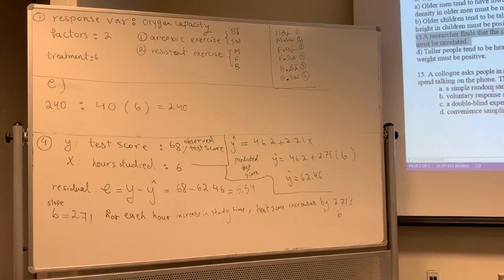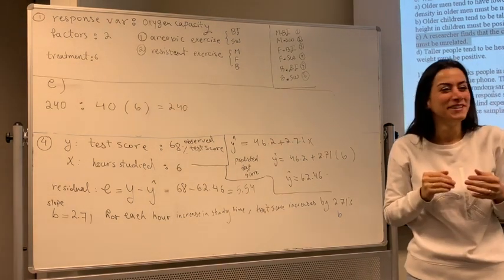Yes. So the last one says, a college asked people in and around the area where he works how many hours on average they spend talking on the phone. This is an example of which one? Which one is the best answer? Convenient. Convenient, correct? Because he's just walking around the work area. Okay, do you have any question?